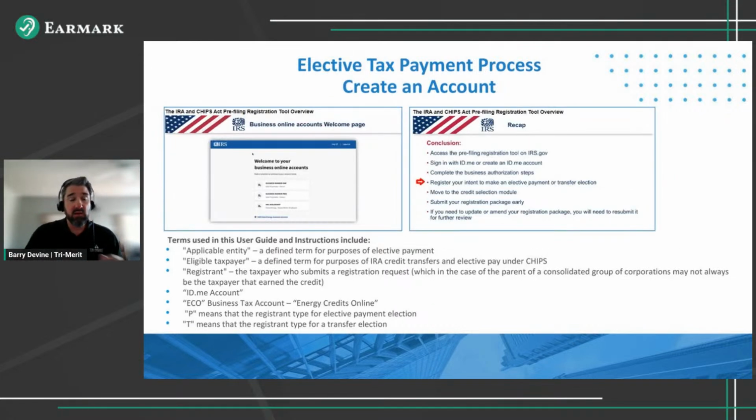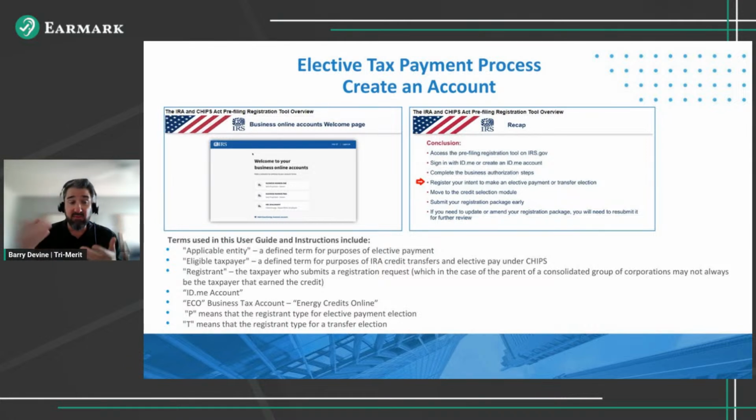Next slide, Randy. What they did is they have the IRA, the Inflation Reduction Act, and the CHIPS Act, right? Both of these have a portal that you have to register with the IRS. So it'll say IRA and CHIPS Act. There's a pre-filing registration where you go in, you put your entity, you put your bank account information, you get registered with this eco account, like this ID. You register first, and then the IRS recognizes you, and then they say, okay, you're either going to be a T, which means you're a taxpayer and you want to transfer, or you're a P, which means you're a non-taxpaying entity and you want to choose elective pay.